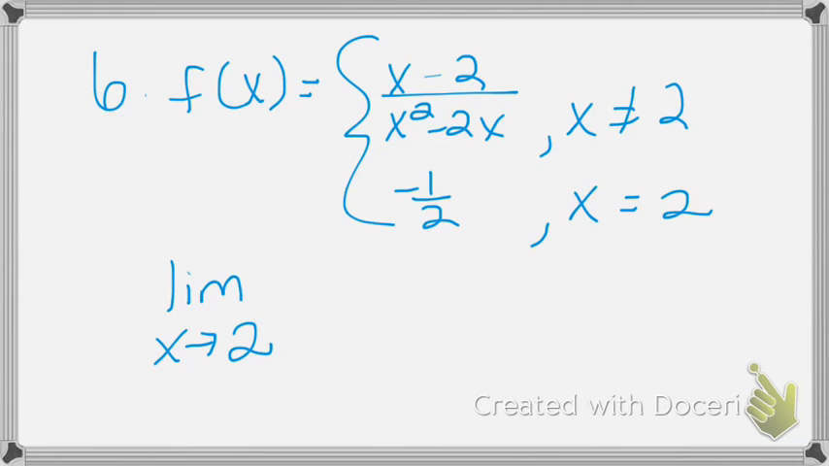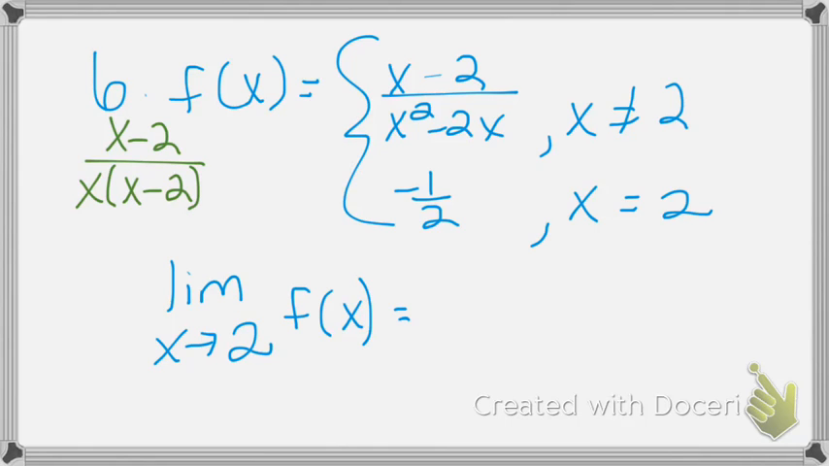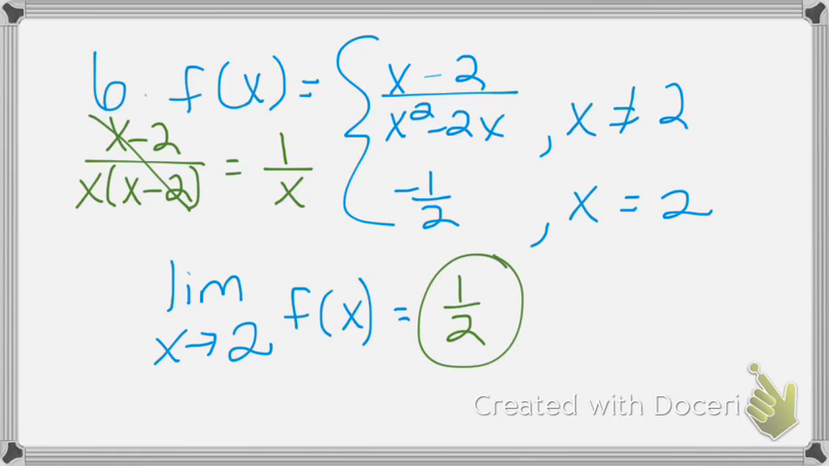We'll give you a second to think about this one before I just explain it. So I could have x minus 2 over x times x minus 2, which is 1 over x. Now I could plug in the 2. I get a half. That would be the limit, regardless of the fact that there's a negative 1/2.